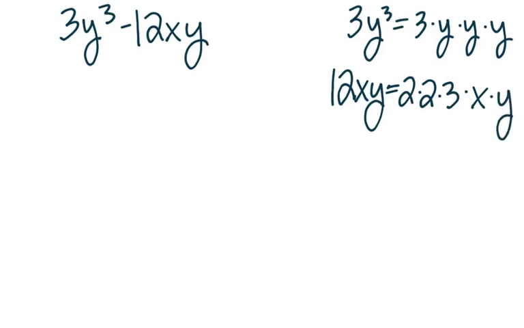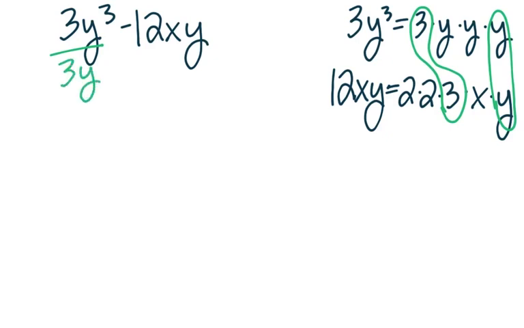So what do they have in common? They have a 3 and a 3. And they also both have a y. So again, we're going to go ahead and divide by the common factor. So we divide them both by 3y. So our 3y is what we factored out, so that goes outside our parentheses. And then inside our parentheses is what we get from dividing. So 3 divided by 3 is 1.